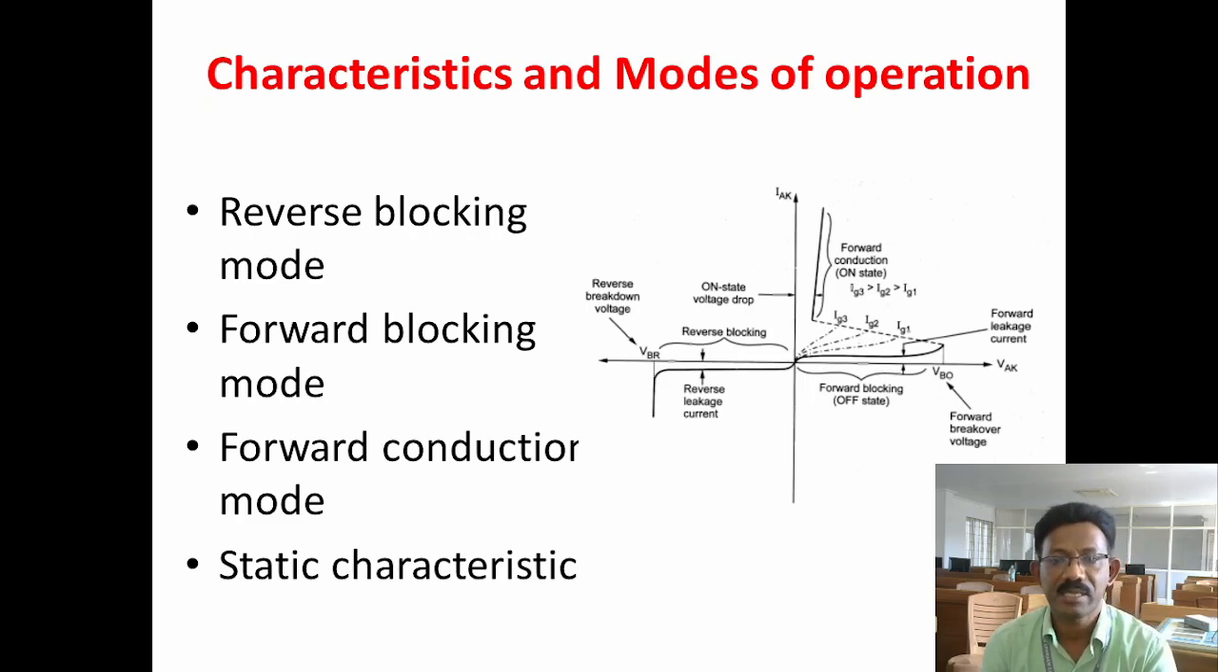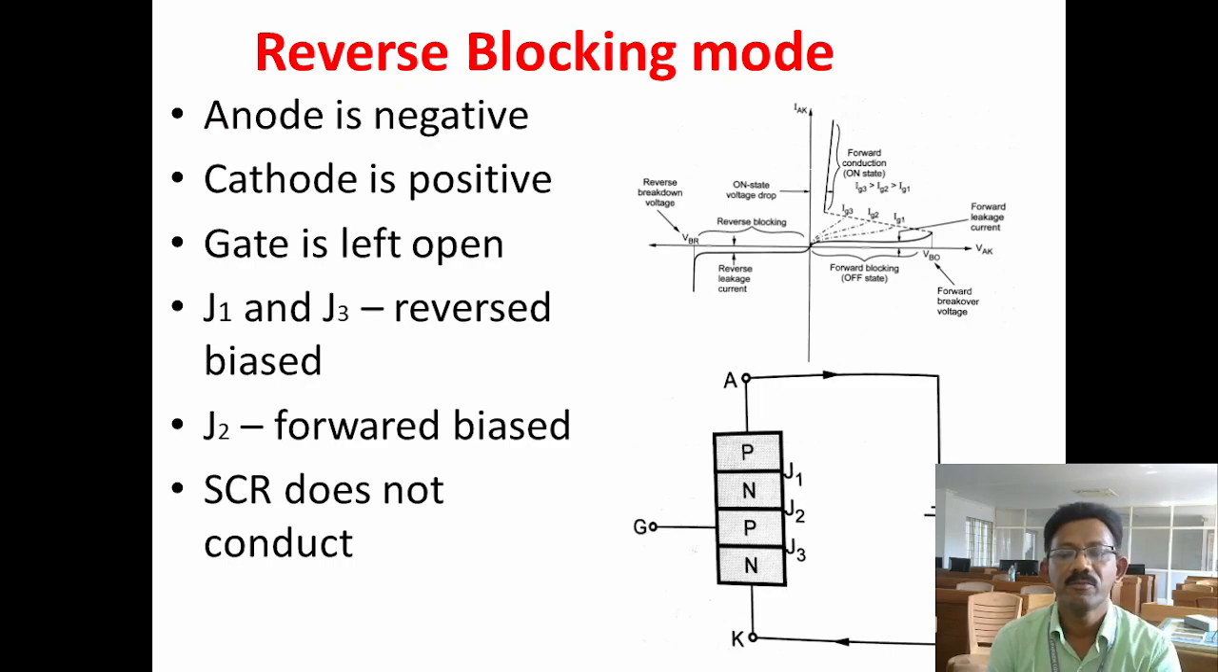Then characteristics of SCR. VI characteristics or static characteristics of SCR. Then mode of operation. It has 3 modes of operation: reverse blocking mode, forward blocking mode, forward conduction mode. These are the 3 modes of operation of SCR. This waveform shows the static characteristics of SCR. First, let us see the reverse blocking mode.